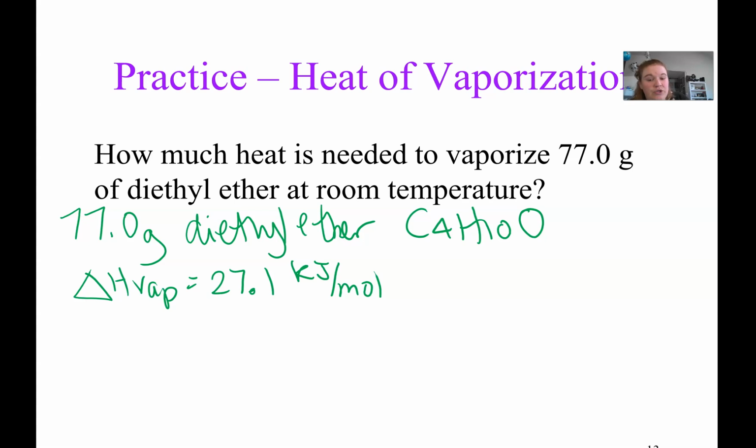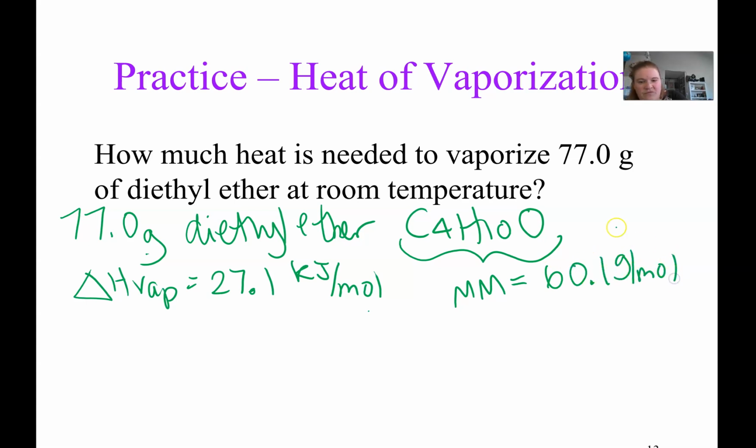So we have grams and we have our kilojoules per mole. Because it has 2 units, we can definitely use that as a conversion factor. But that means we need something else. Our units here aren't matching up. So to go from grams to moles, we know that the molar mass can do that for us. So the molar mass, C4H10O, is 60.1 grams per mole. So I just did that ahead of time for us.